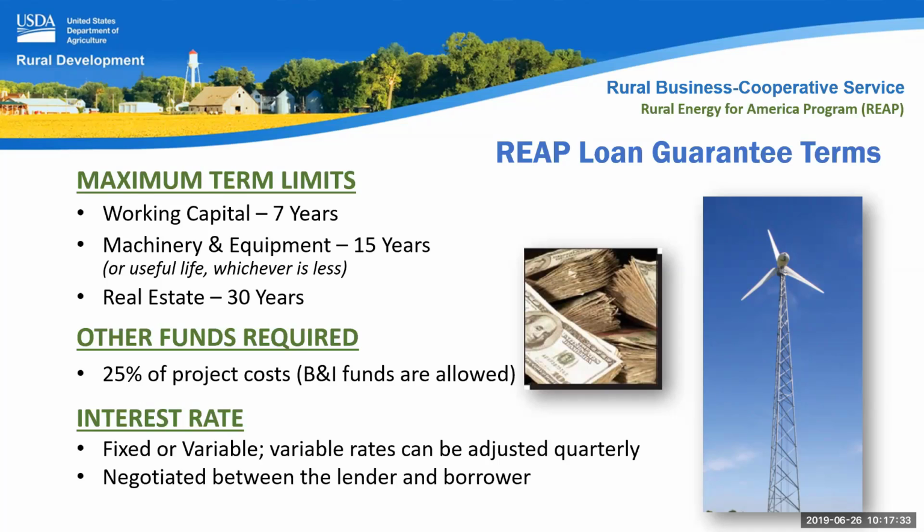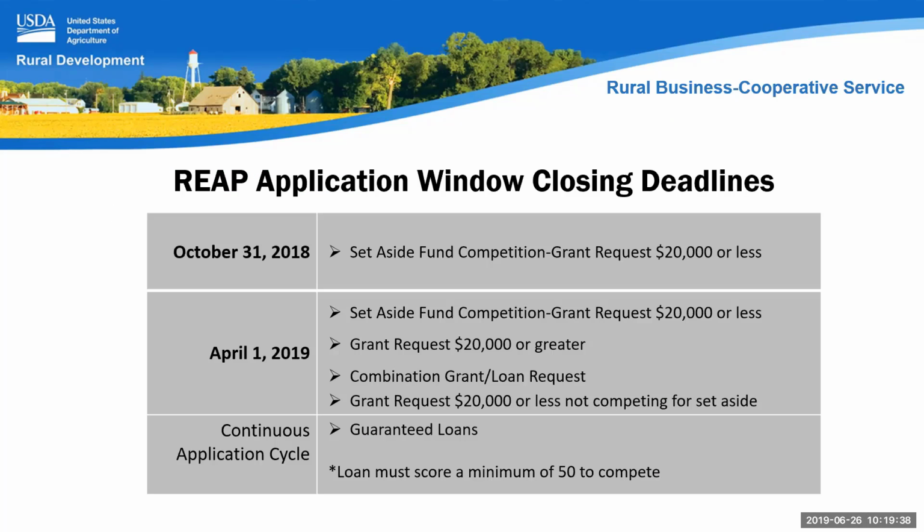So as this is a lender-driven program, interest rates are going to be negotiated between the lender and the borrower. They can be fixed or variable, adjusted quarterly. That's something that the lender and borrower would determine, and then the lender would come to us for final approval on that. All application deadlines for fiscal year 19 have already passed.